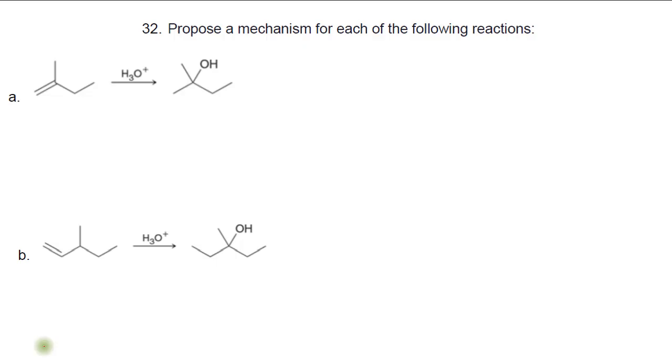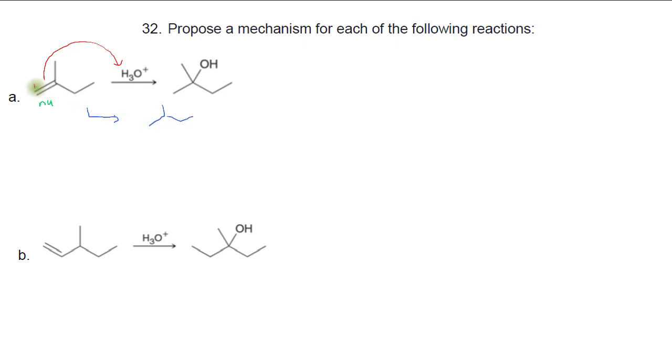For Chapter 9, we'll start with number 32, which is to propose a mechanism for the following reactions. With this mechanism, we want to remember that our alkene is nucleophilic, and we have our acid, which is going to act as our electrophile, or in this case, a proton source. So we're going to have a proton transfer. And the proton is going to go to the hydrogen that has more hydrogens.